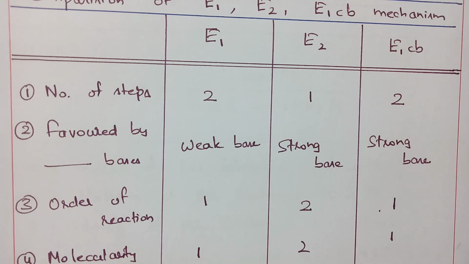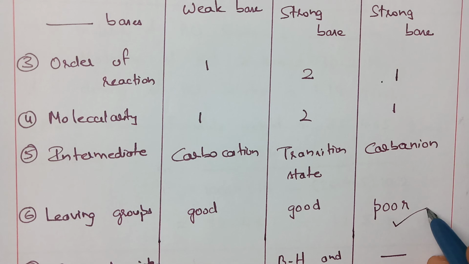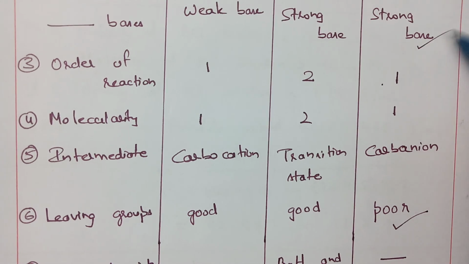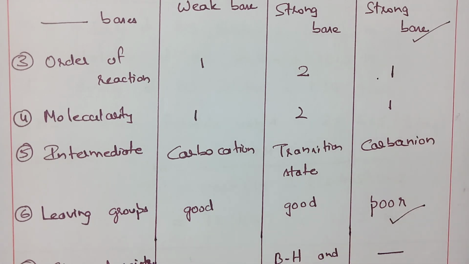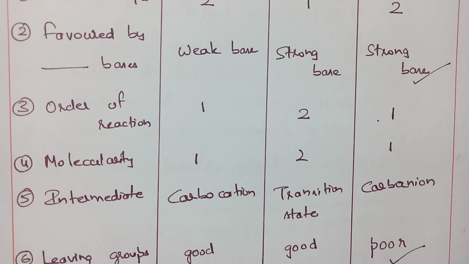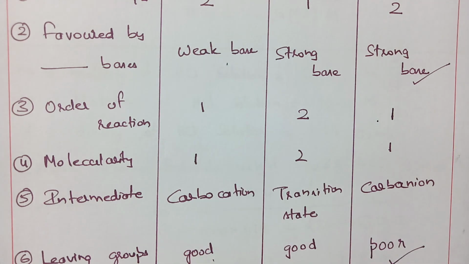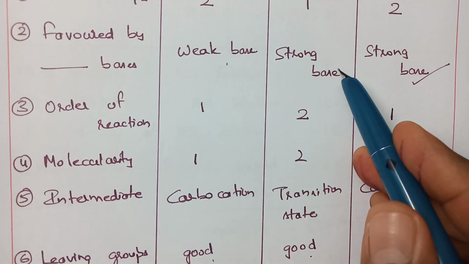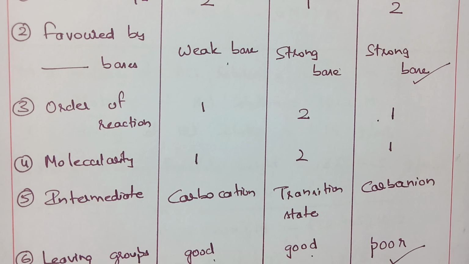The main point here is, when we are having a poor leaving group and a strong base, then the process will occur through the E1cB mechanism. When we are having a good leaving group and a weak base, it will occur through the E1 mechanism. When we are having a good leaving group and a strong base, it will occur through the E2 mechanism.